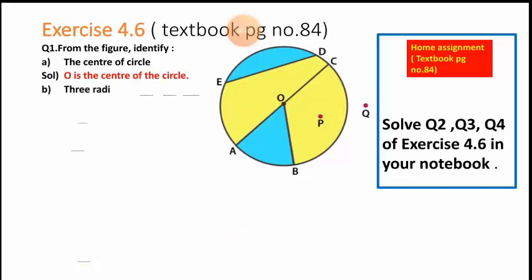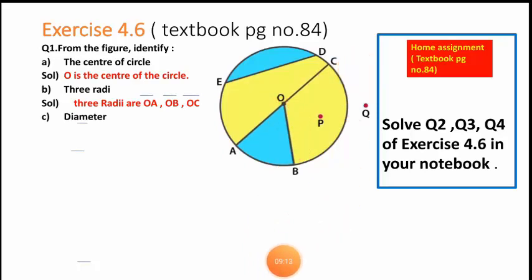Now the second question which we need to identify from the given figure is 3 radii. So children, what we have learnt regarding radii here, that it is the distance between the center of the circle and any point on the circle. So you can see here 3 radii, that is OA, OB and OC. So we will write it as 3 radii are OA, OB and OC.